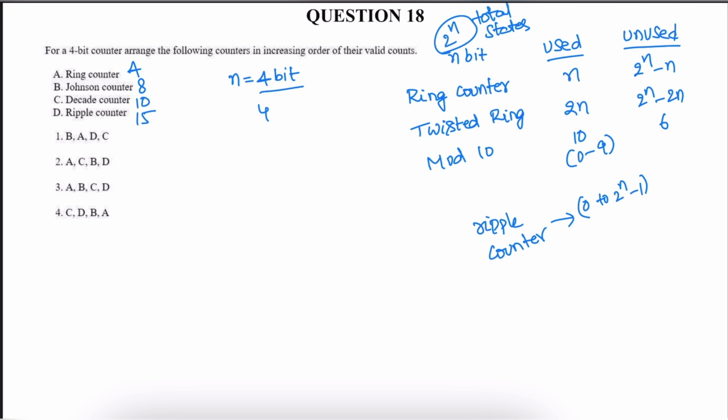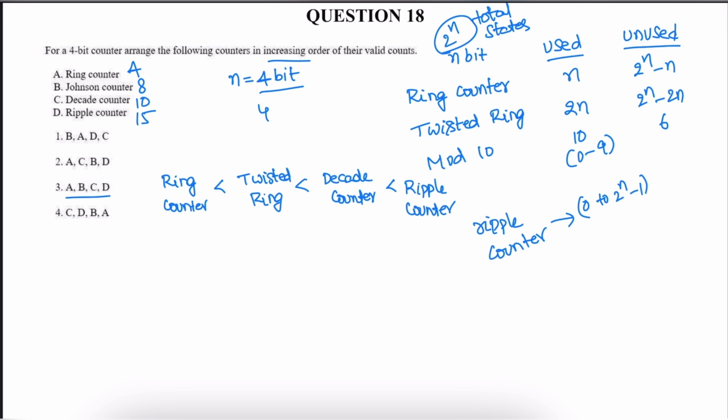In increasing order, ripple counter has more number of states and ring counter has the least number of states. So that is option C. First one is least, for ring. Next is twisted ring counter or Johnson counter, followed by decade counter. And at last, highest count is for ripple counter. So option 3 is correct. Next question.